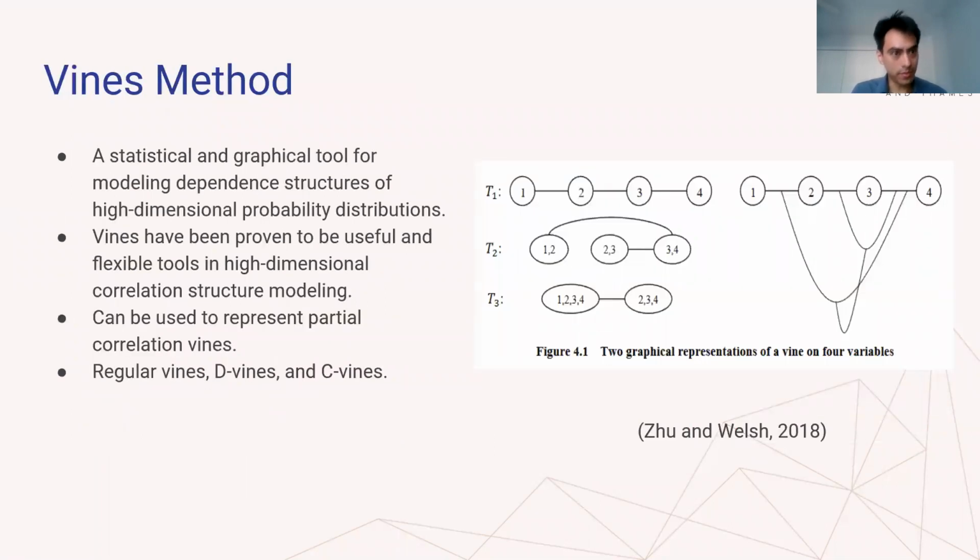And I'll start with the vines method. The vine is a statistical and graphical tool for modeling dependent structures of high-dimensional probability distributions, and vines have been proven to be useful and flexible tools in high-dimensional correlation modeling. And that's just a lot of words for saying we can use vines to model the high-dimensional partial correlations that are useful for generating correlation matrices.